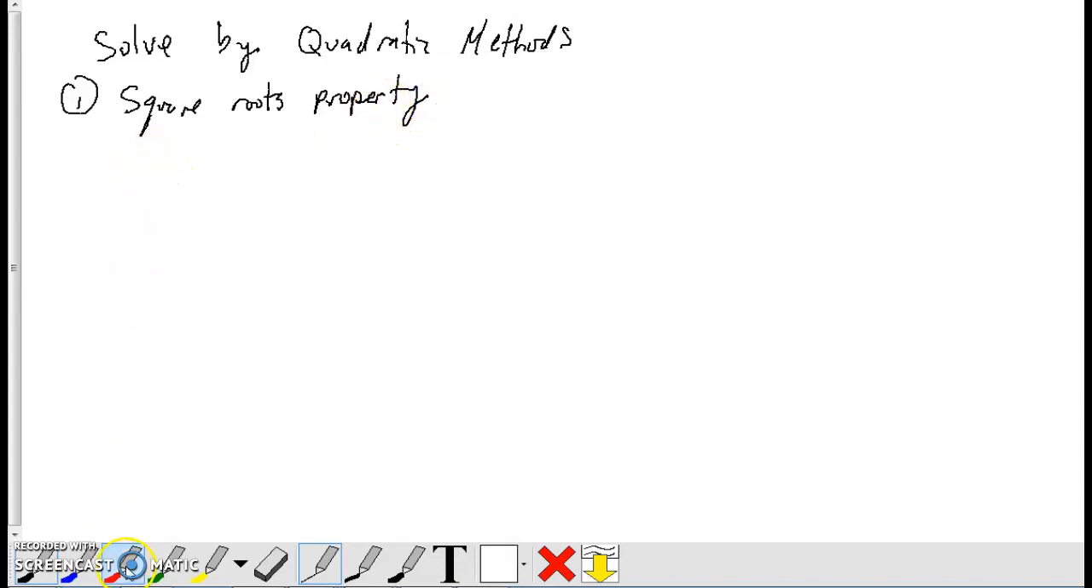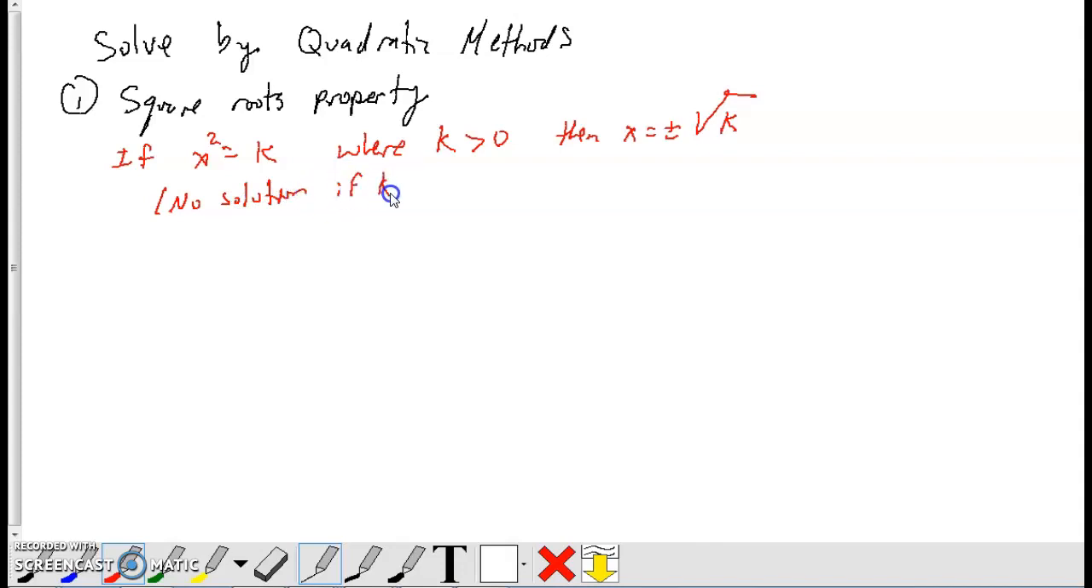What this basically says is if we have x squared equal to k, where k is a number that's greater than 0, aka it's not going to be imaginary, then we can say x is equal to plus or minus the radical of k. No solution if k is less than 0, and then one solution if k is equal to 0. Important.